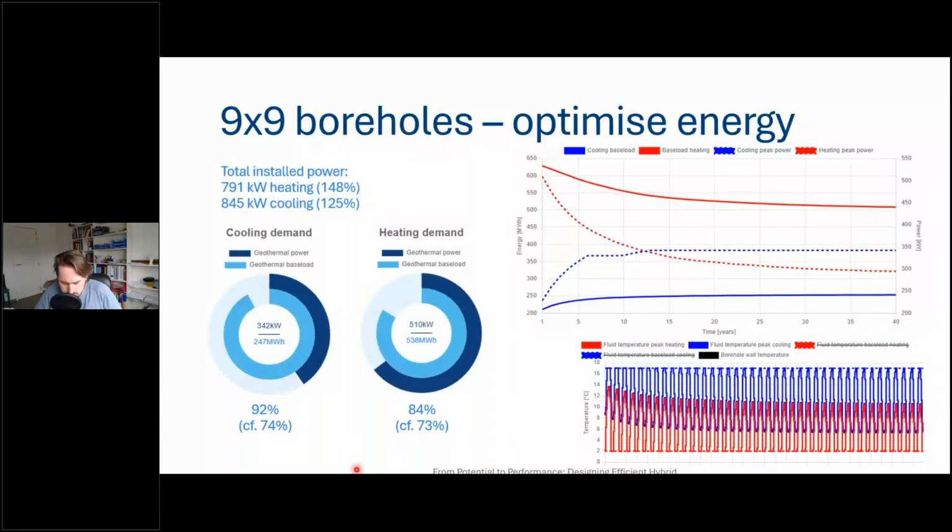So this is a really interesting finding: since our Borefield is typically the most expensive part in our HVAC system, by keeping the investment cost the same and just installing some extra power, we can achieve a way higher geothermal share.